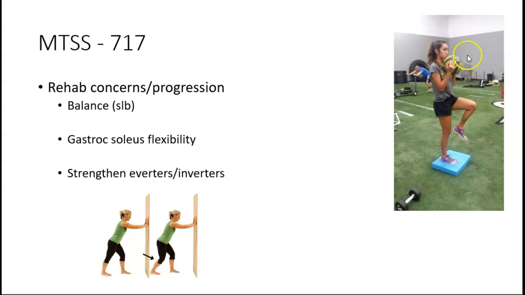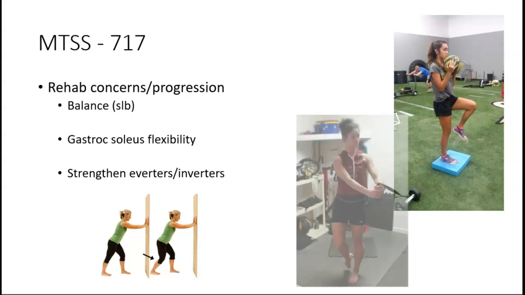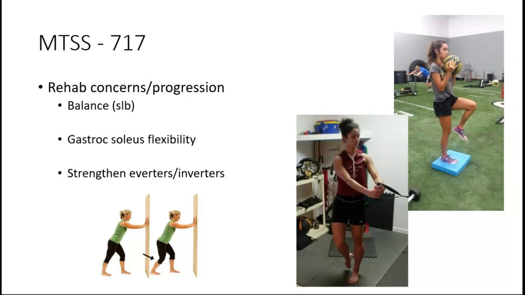Then we start putting a weighted ball here. In this case, we can start asking this person to do functional activities. We can actually ask them to do strengthening activities in a single leg balance. But balance is challenging those inverters and everters to maintain their endurance, right? So these are endurance muscles to control the ankle, to control that pronation and supination as we go.